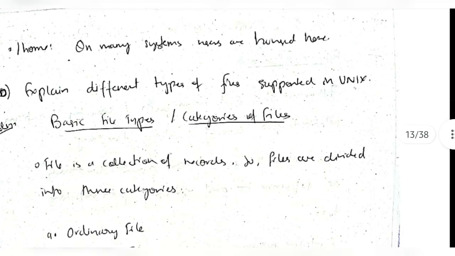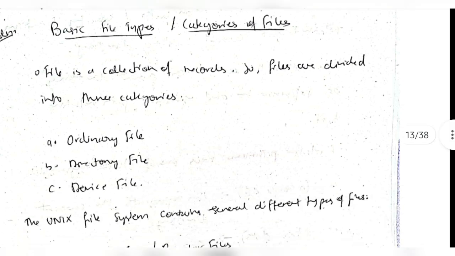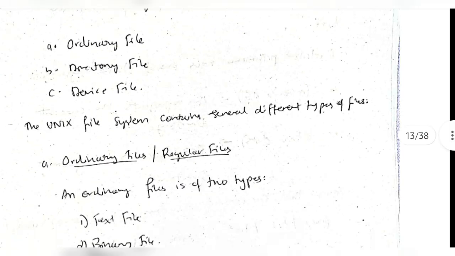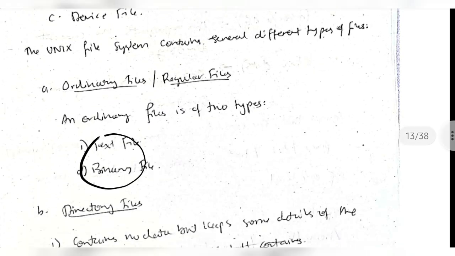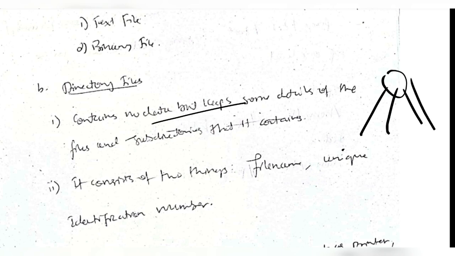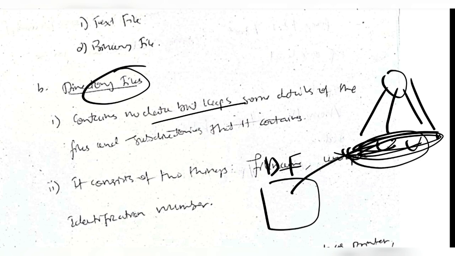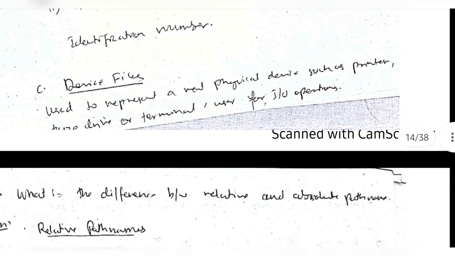Okay, next one is: explain the different types of files supported in Unix. There are three types of files, which are ordinary file, directory file, and device file. An ordinary file can be a binary file or a text file, and the data is stored in that. Directory files contain the names of the files. Suppose this is the directory, the names of the files included here will be stored in the directory file. So there will be a separate file known as the directory file, and these names will be stored here. And the third one is the device files.